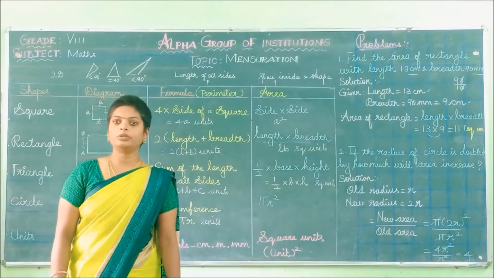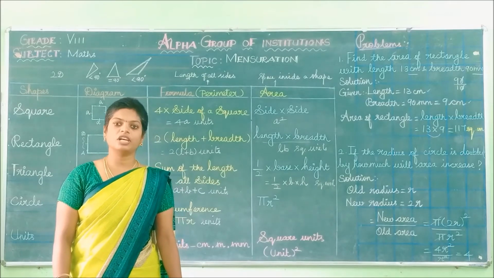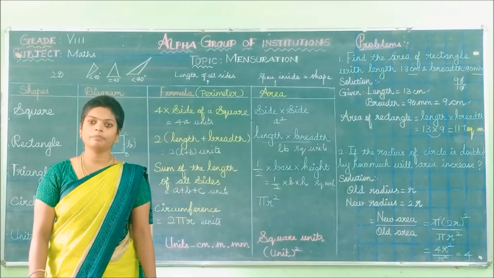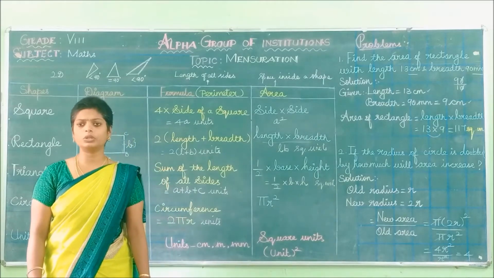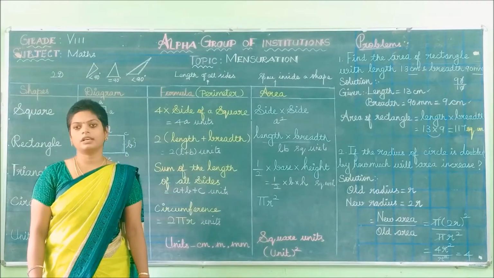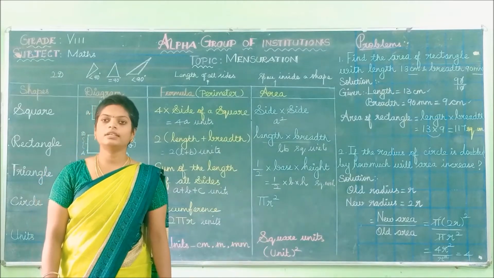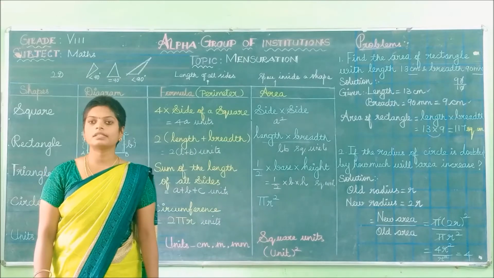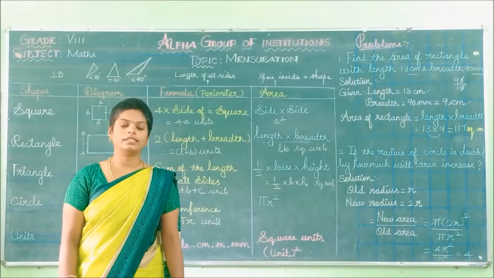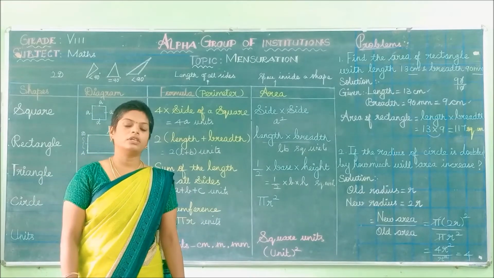So what do you mean by 2D shape? A 2D shape contains length and breadth. So what are the 2D shapes? The 2D shapes are something like square, rectangle, circle, triangle, rhombus, parallelogram, etc.